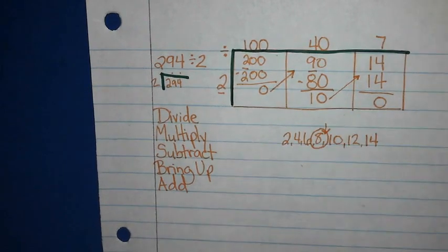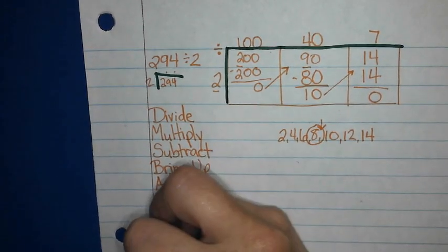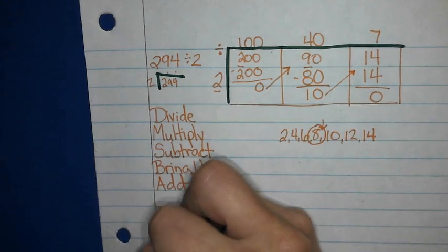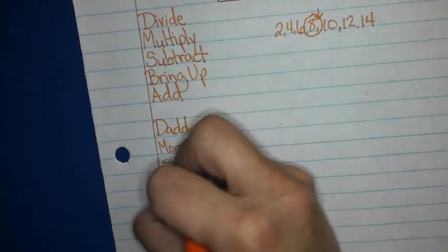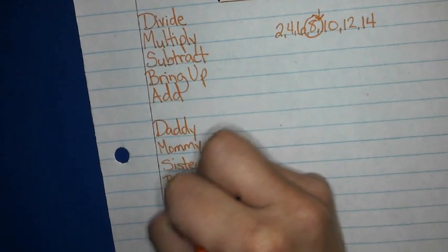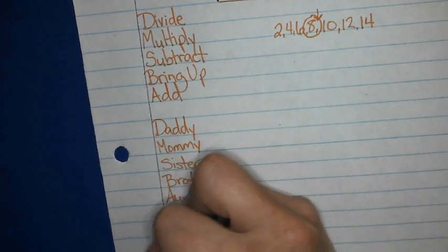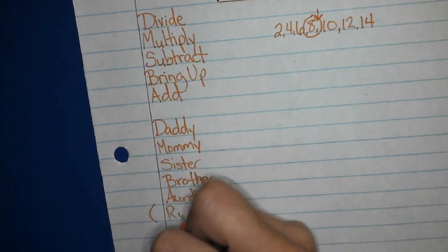The way that we help the students remember these steps is I made a silly song, but we can also remember the chant: Daddy, Mommy, Sister, and Brother, Auntie, and then sometimes we have Rover.